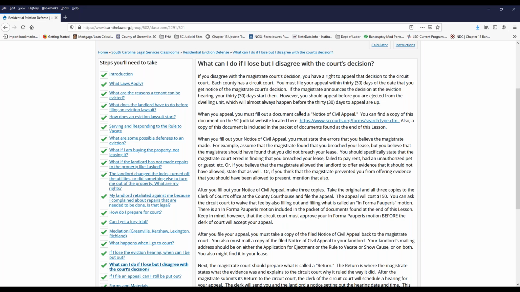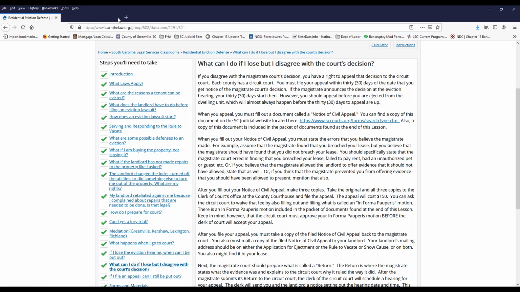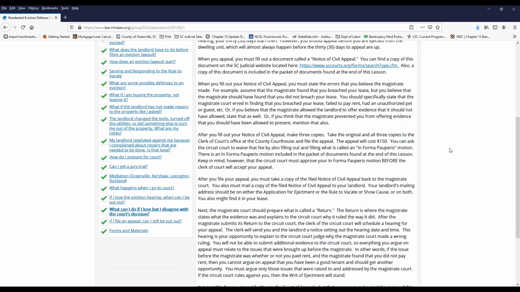You have to file something called a notice of appeal. And we've linked here to the South Carolina Judicial website, which apparently that link does not work. So that's something we'll definitely need to correct. We'll get that fixed. But you have to fill out a notice of appeal. You then have to file that appeal with the circuit court. You have to provide a copy of the appeal to the magistrate court.